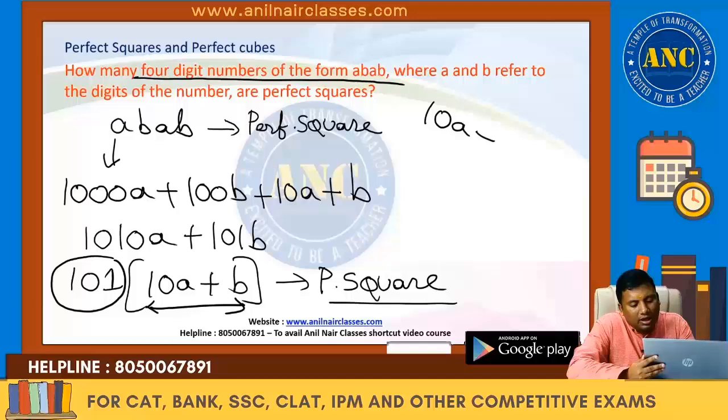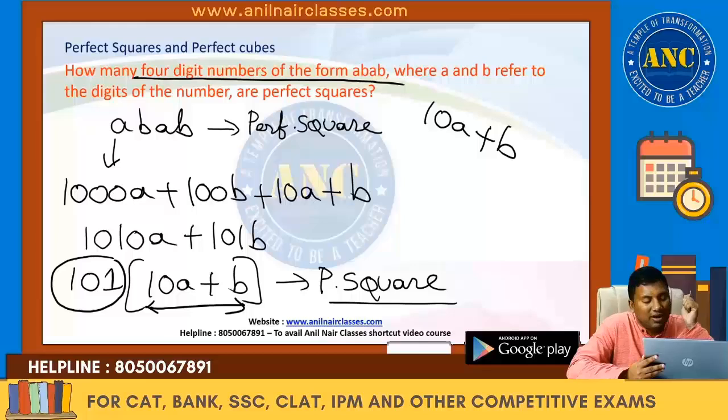10a plus b should give you another 101, then only the number will become a perfect square. Perfect square means a number multiplied by itself. Either 10a plus b should give you 101, or it should give you 101 into some perfect square. But 101 is not possible. Why? Because a and b are digits.